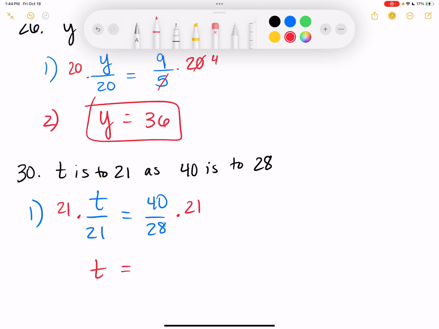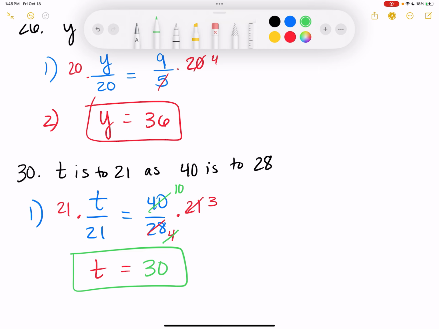I would definitely recommend you try to reduce this down. What is something that we see top and bottom that I could reduce? By 7. So that'd be 4 and that would be 3. What else can I reduce? The 40 and the 4. So that'll be 10 times 3, so 30.